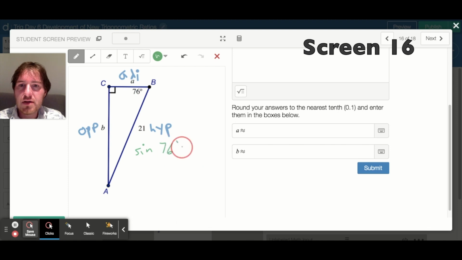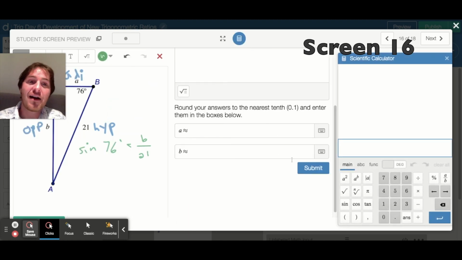Sine of 76 degrees equals b over 21. Opposite over hypotenuse. So let's just do it. It's not too hard. I'd have to multiply both sides by 21 to isolate b. I'm going to do this quickly rather than show all the work this time, because I showed it on the last slides. If you're looking for more work, please rewatch the last section.